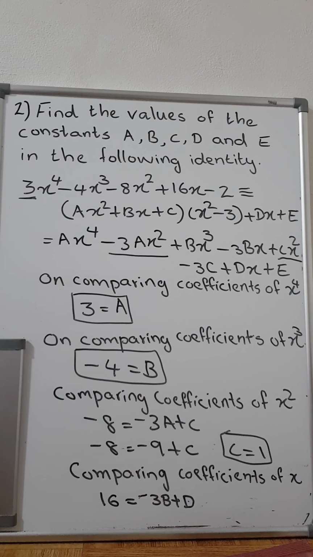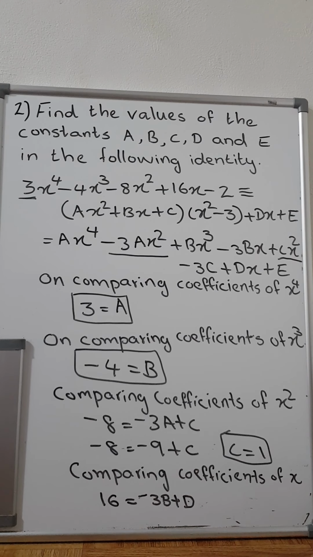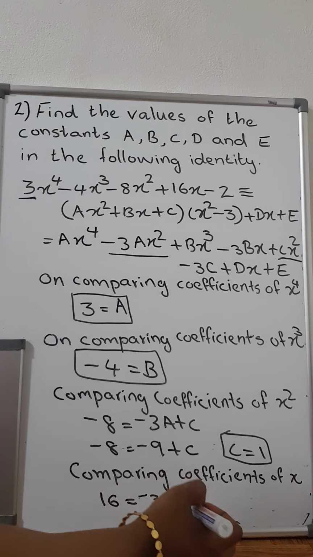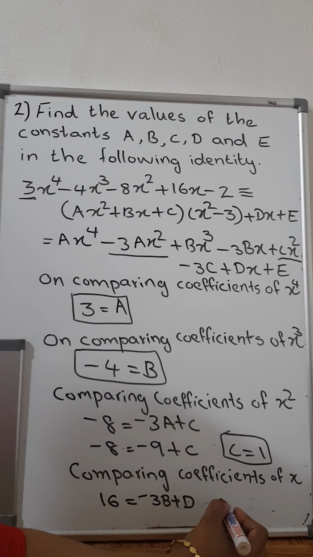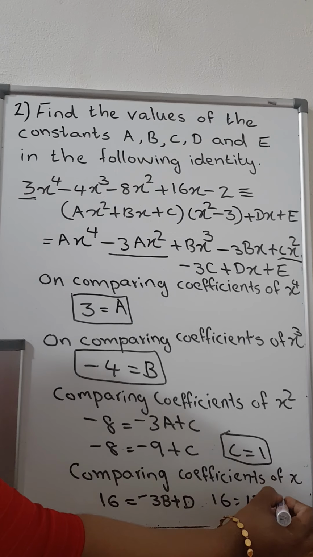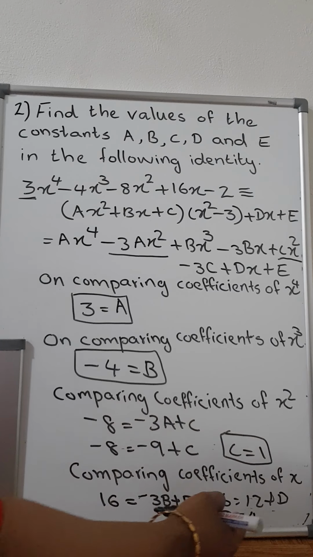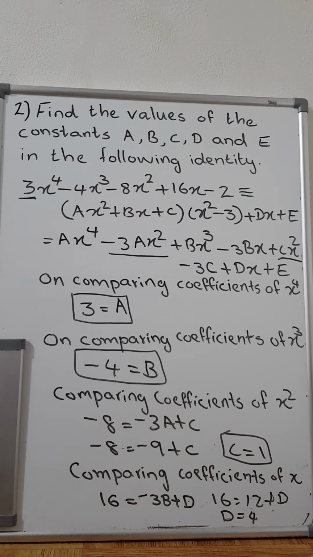Now you see, we have already got the value of b. b is minus 4. We can substitute it here. Minus 3 times minus 4 is 12. So 16 is equal to 12 plus d. That gives you d is equal to 4. So we got d is equal to 4.